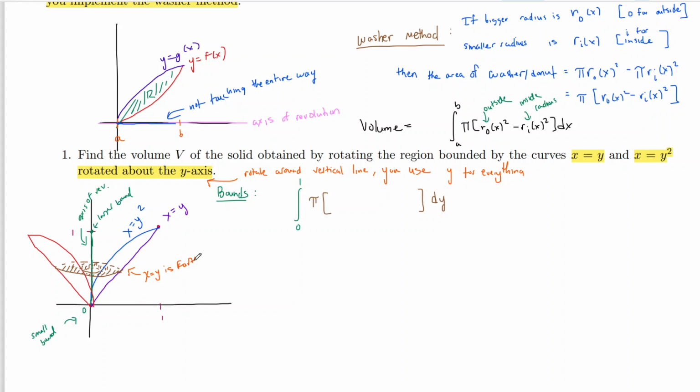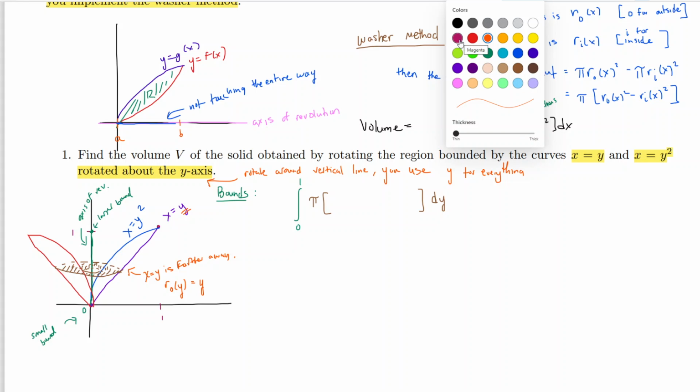So x equals y is farther away. And what that means is that the R_O, the outside radius of y, though, be careful here because we're using y, but once again, it's just a replacement. R_O of y equals y. So this R_O of y is really just like x, and we're just using the formula for x for that one. And then what's the inside radius?